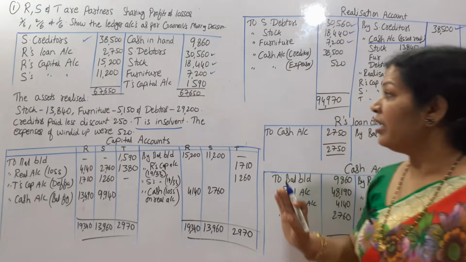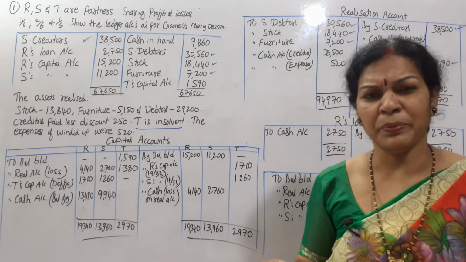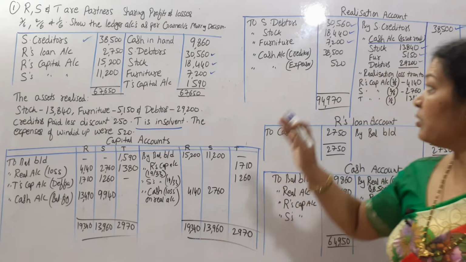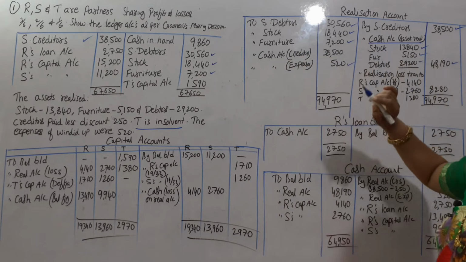Am I clear? And we have expenses also. Expenses, how do we pay? Through the cash only. So on the debit side I have written to cash, expenses 520.